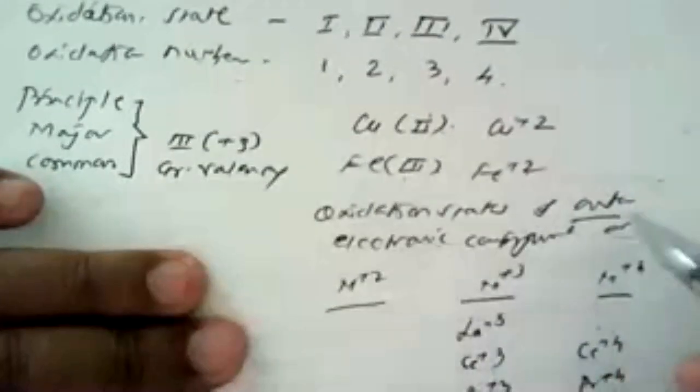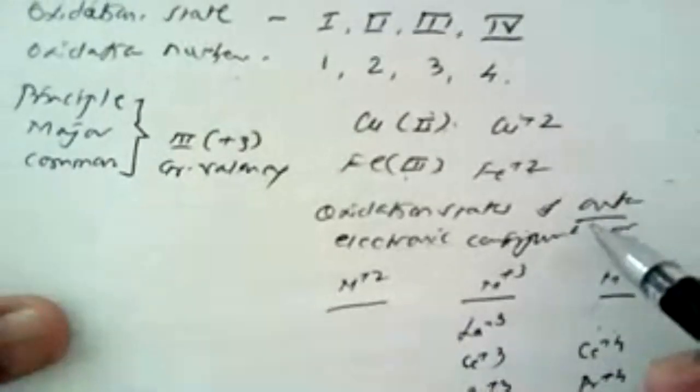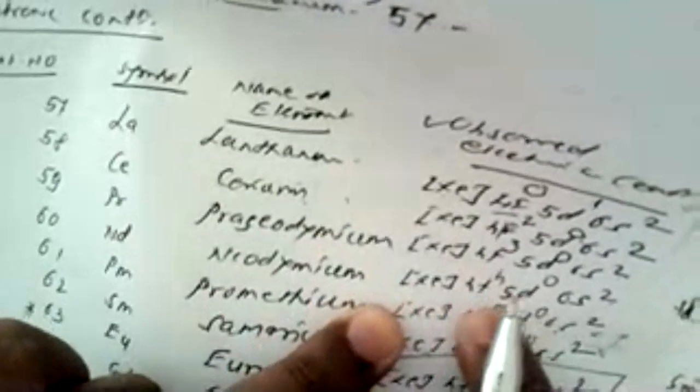Now we have to arrive at the outer electronic configuration. How to write the outer electronic configuration of all these ions? Just see here. Neodymium, as we know, has the configuration, look at this electronic configuration, neodymium. If we keep this parallel, neodymium has the electronic configuration xenon 4f4 5d0 6s2.